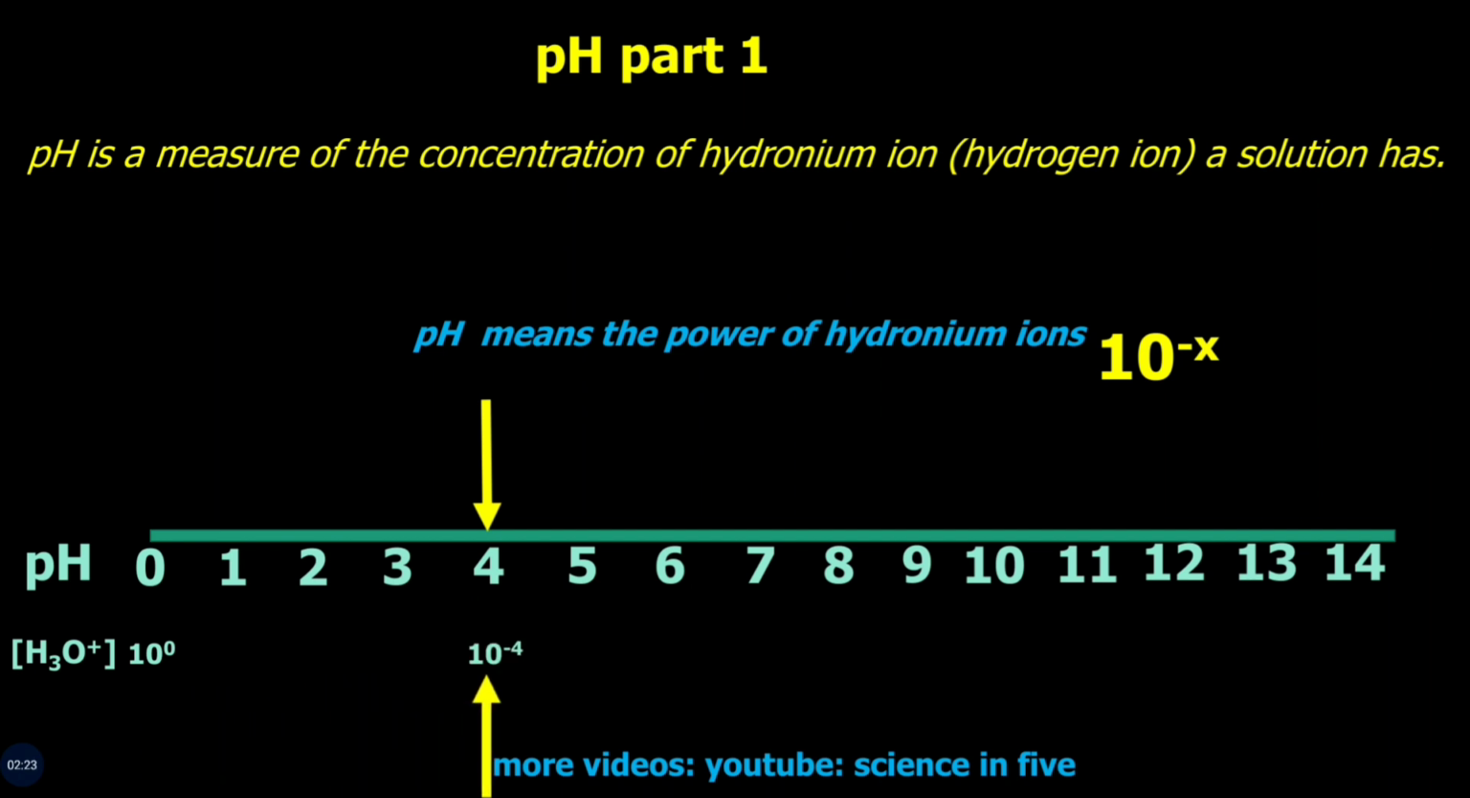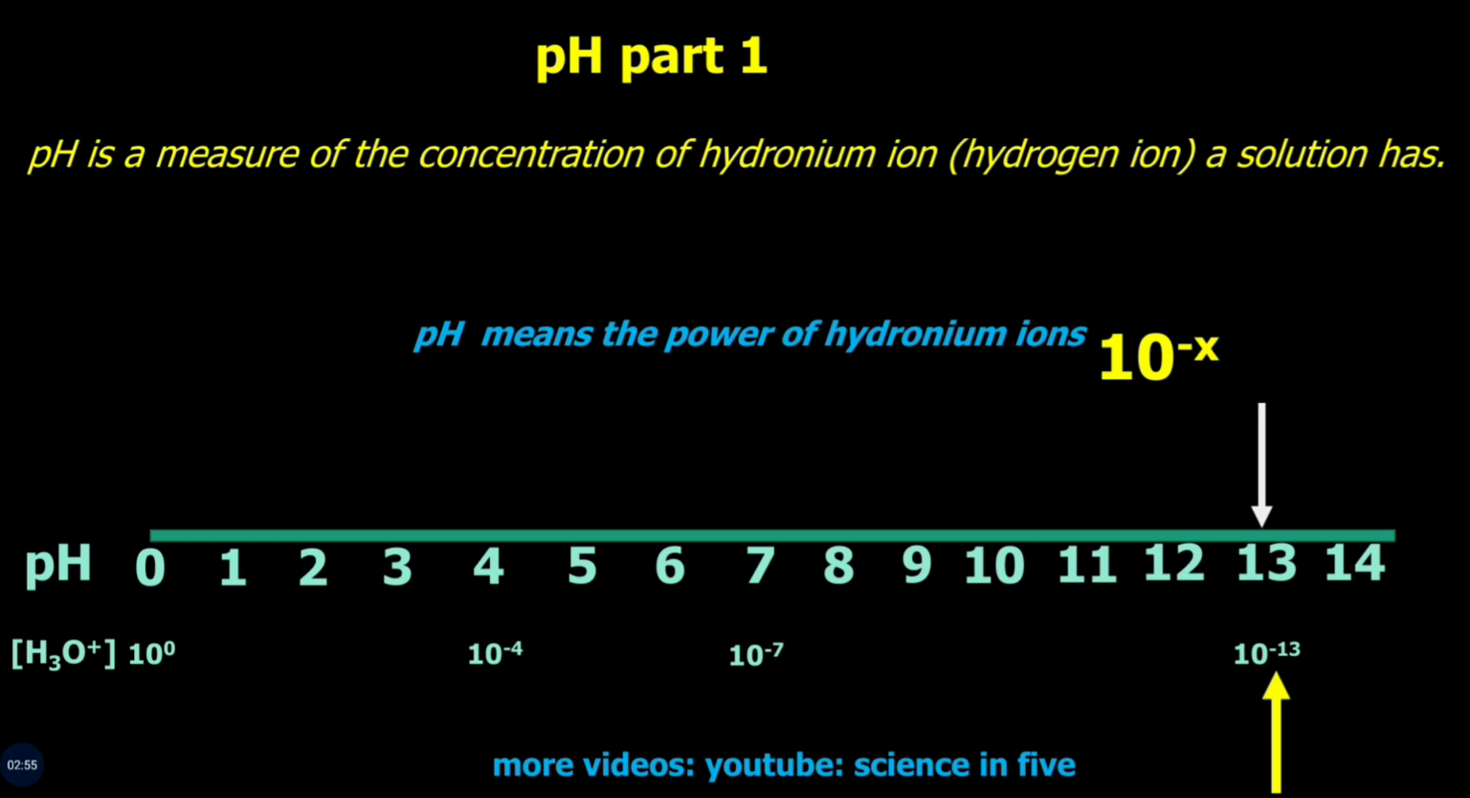Remember, the concentration values are in moles per liter or moles per decimeter cubed. So a pH value of 4 means that the solution has a concentration of 10 to the power minus 4 hydronium ions in the solution. pH 7 similarly means 10 to the minus 7 moles per decimeter cubed of hydronium ions in the solution. Same goes for pH 13.